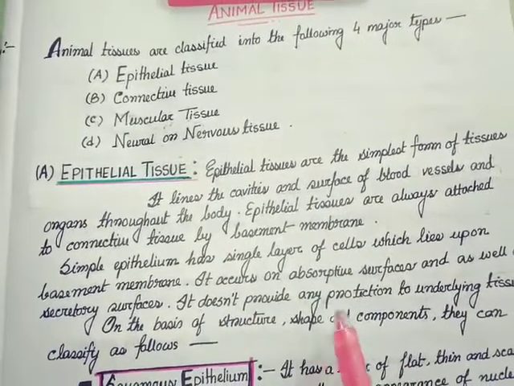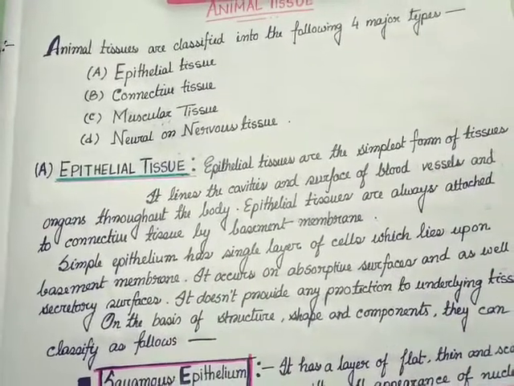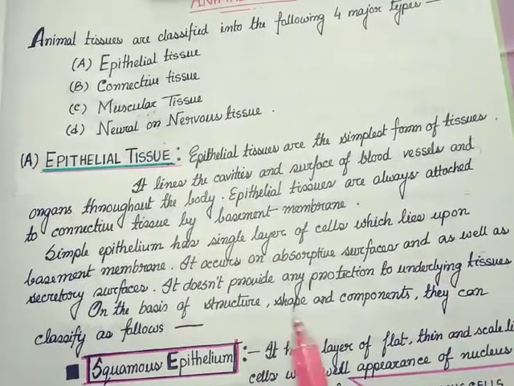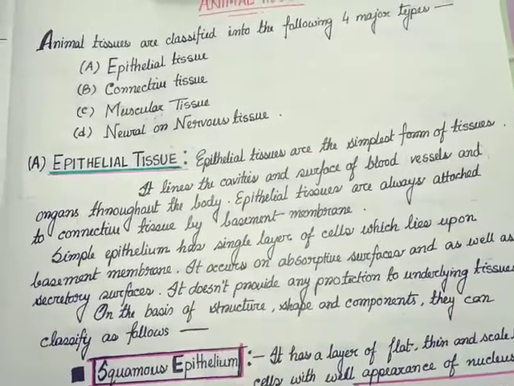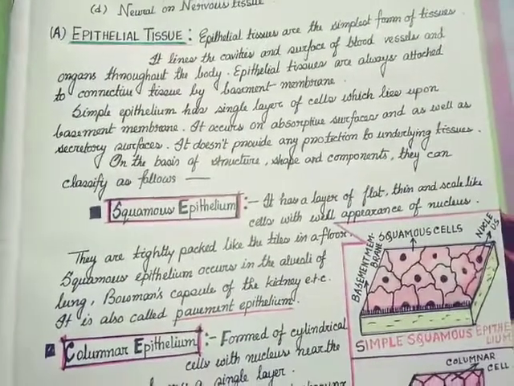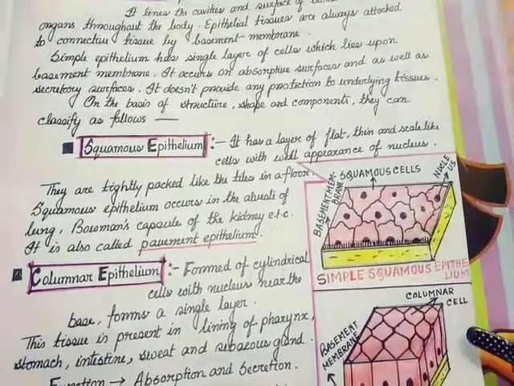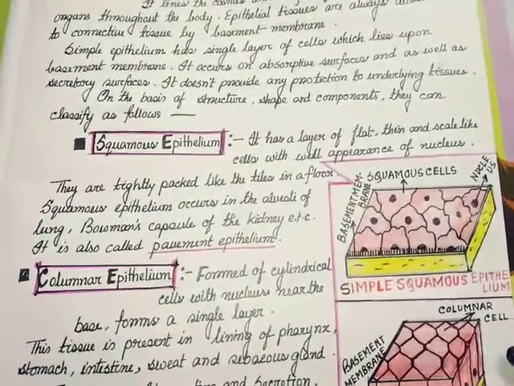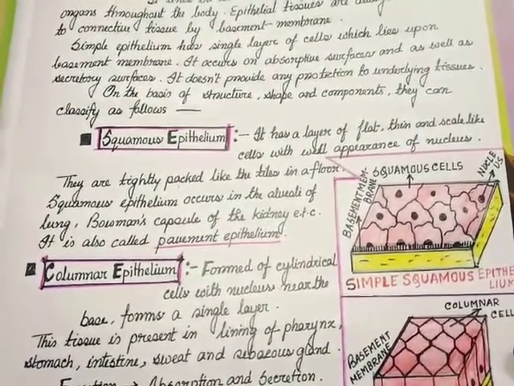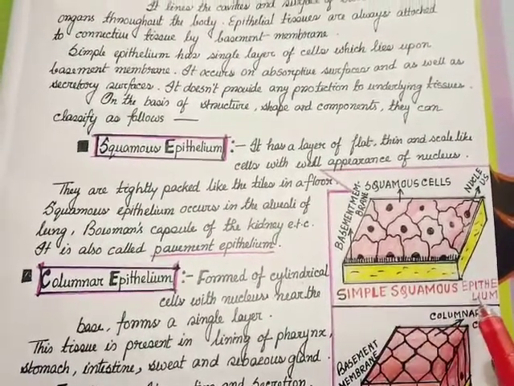Now it does not provide any protection to the underlying tissue. The simple epithelium tissues are not giving any protection to the underlying tissue. On the basis of the structure, shape and components, they can be classified as follows. Now epithelial tissues can be classified into four types. Okay, so first one is squamous epithelium. Squamous epithelium has a layer of flat, thin and scale-like cells with a well-appearing nucleus. So this is a simple squamous epithelium tissue.